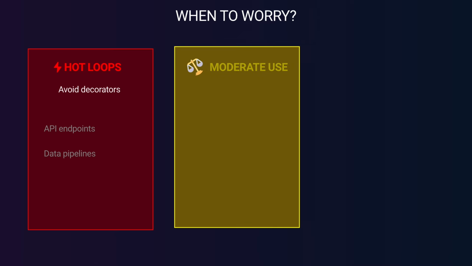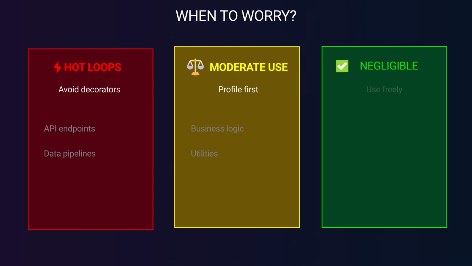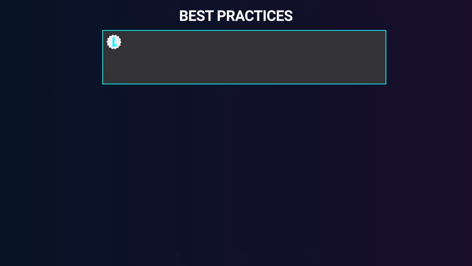So when should you worry? If you're decorating functions called thousands of times per second, like in hot loops, API endpoints, or data processing pipelines, this overhead compounds quickly. But for occasional operations like application startup or user authentication, the cost is negligible and the benefits outweigh it. Here's what you need to remember.